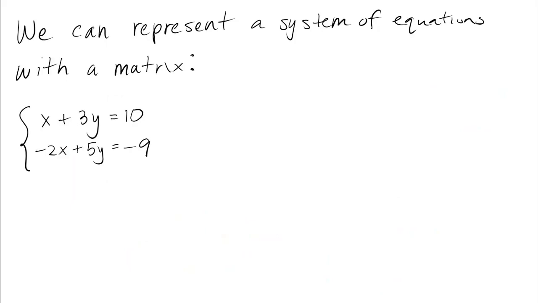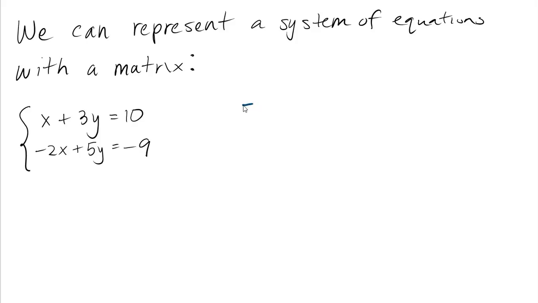How do we represent a system of equations with a matrix? Well, here's an example. We've got the system x plus 3y equals 10 and negative 2x plus 5y equals negative 9. When we solve a system of equations using the elimination method, if we keep all of the variables in line, then all we're really tracking are the coefficients. We don't have to constantly recopy the variables over and over. So what we're going to do is make a rectangular array of the coefficients and the numbers on the opposite side of the equal sign.